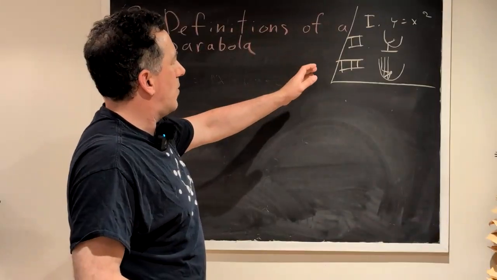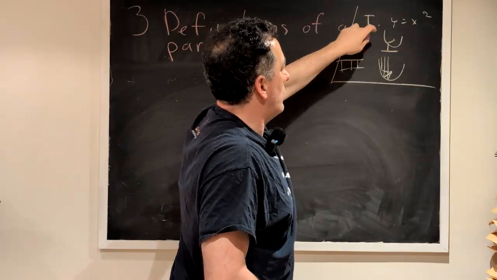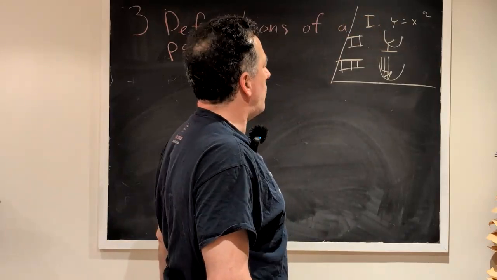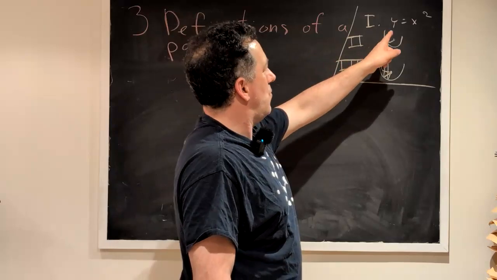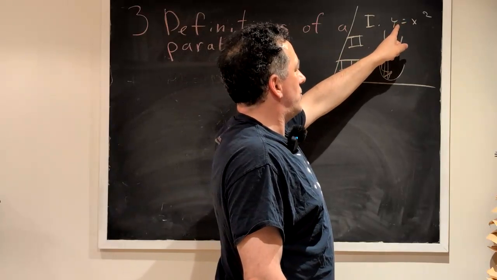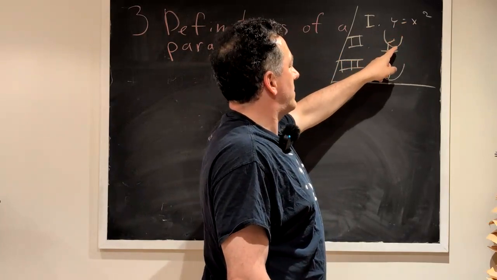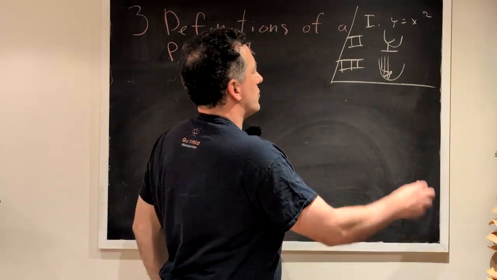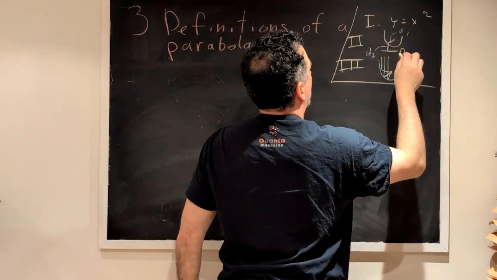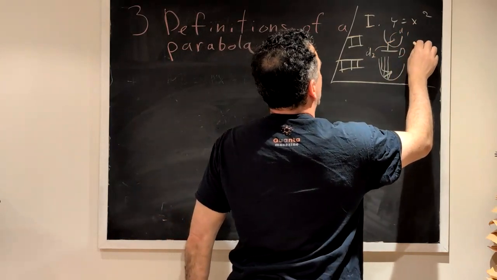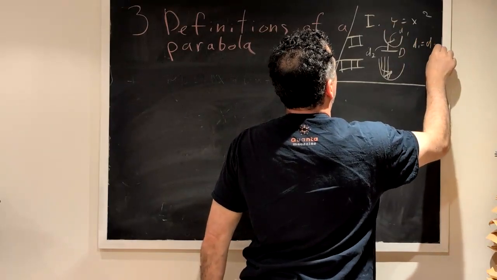So I've put our three definitions here so that we can remember what they are, 1, 2, and 3. And the first thing I will do, I will prove that if we have a curve with the equation y equals x squared, we will get a curve in which the distance between a point called the focus and a line called the directrix is equal for all points of the curve. So d1 equals d2 for all points.